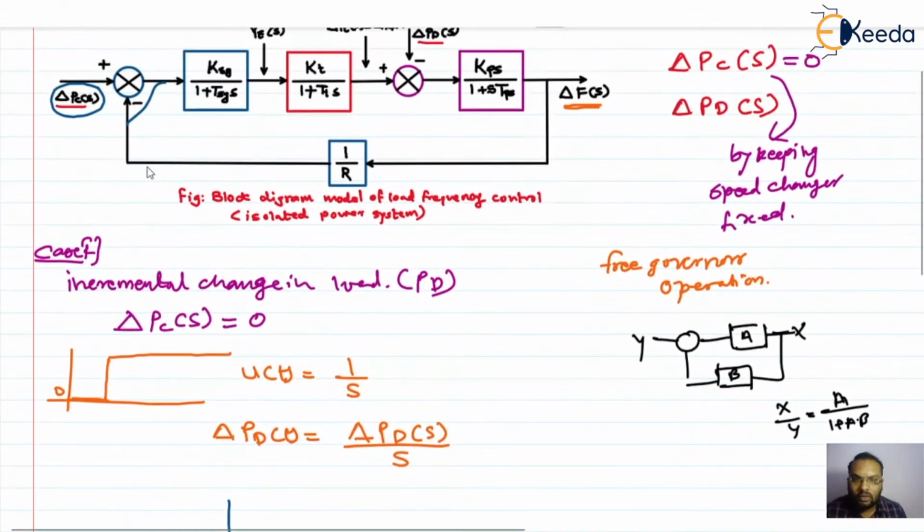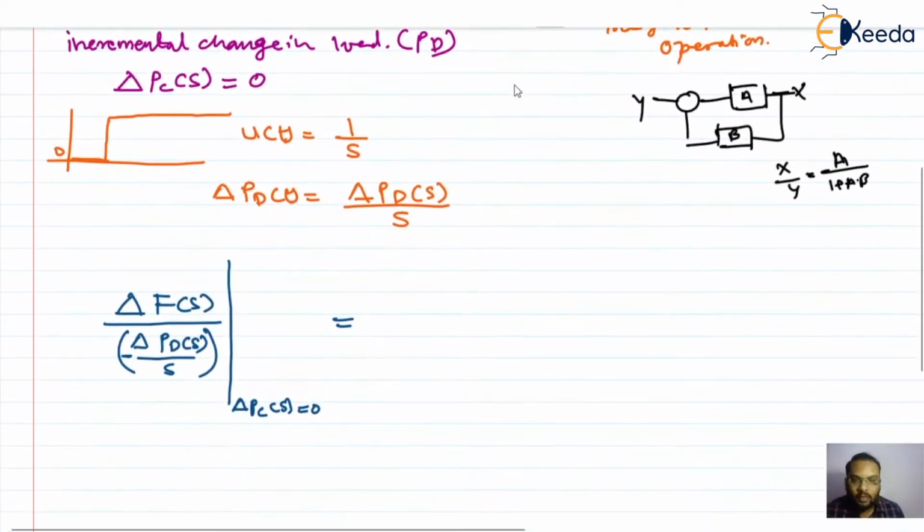So with that, first we have to write the transfer function of block A, or the gain of the block A. Then we have to write it in terms of A upon 1 plus AB. The block A would be Kps divided by 1 plus sTps. So let me write that: Kps upon 1 plus sTps.